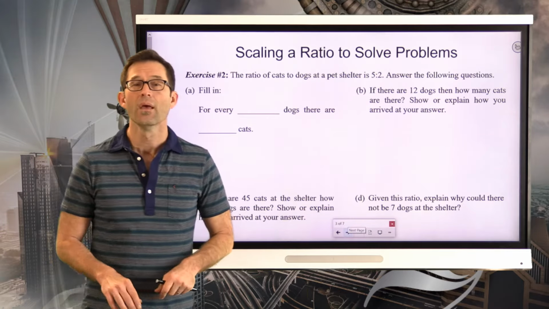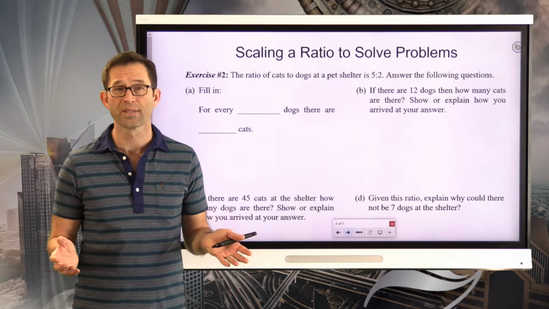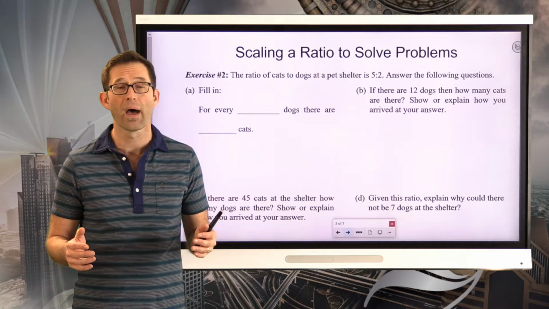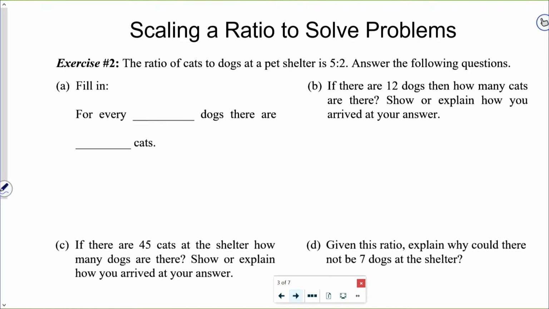All right, scaling a ratio to solve problems. Now, we already saw this in the last exercise, and it's really what ratios are all about. All right, but let's take a look at exercise number 2. The ratio of cats to dogs at a pet shelter is 5:2. Answer the following questions.